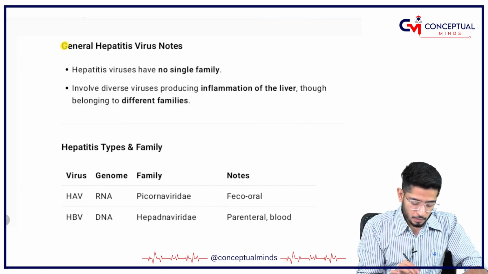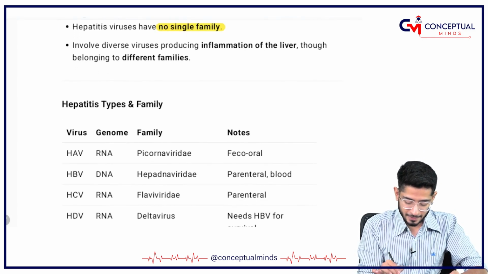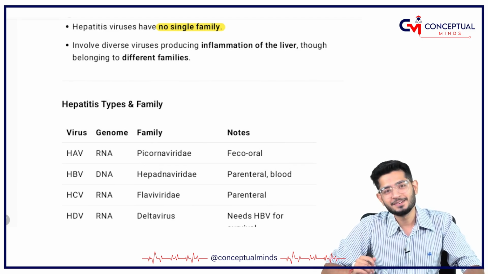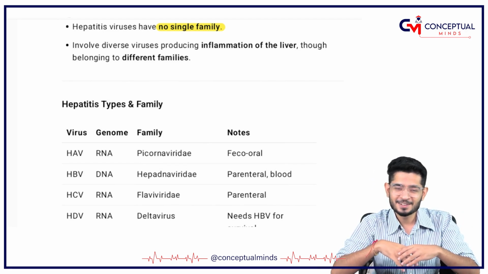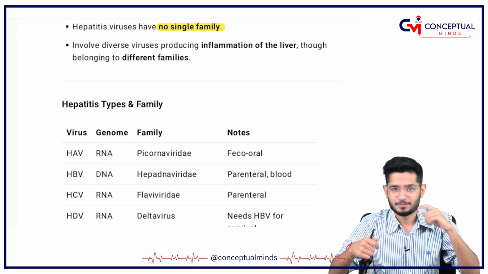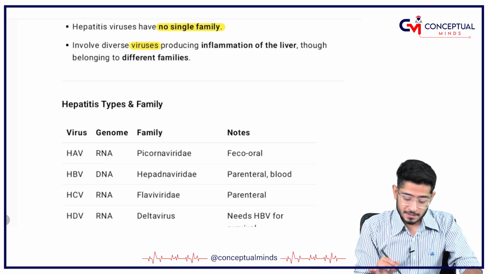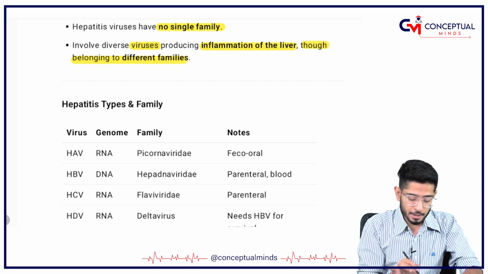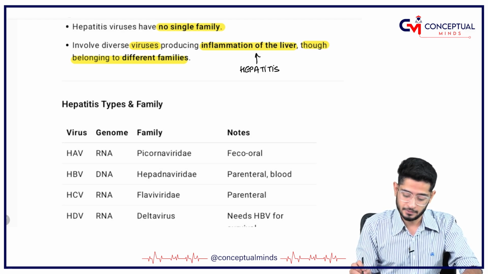Let us now understand about the general hepatitis virus. Hepatitis does not have a single family. Just like a new bride who does not belong to only one family, belongs to two families, right? So similarly, hepatitis does not belong to one family, it belongs to different families. So basically, hepatitis is a group of viruses. Hepatitis means producing inflammation to the liver. Though they belong to different families, they are grouped together under one roof called hepatitis. Why? Because every one of them is responsible for causing inflammation to the liver.